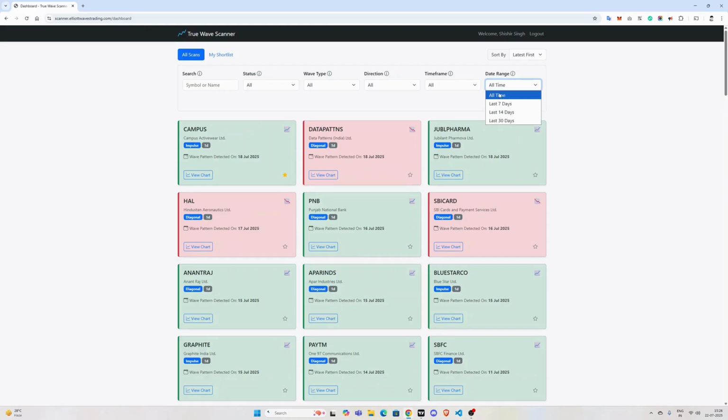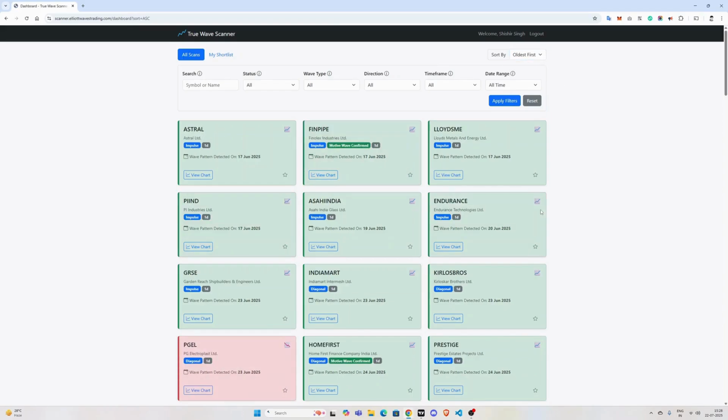So basically what this date range does is it tells you when exactly a signal was identified. Within last 7 days, within last 14 days, within last 30 days. So here you can see wave pattern detected on 18th July, so on Friday. And this is how you can filter. So you can combine them and filter them as per your requirements. And lastly, you have the sorting. So you can sort the result by latest or oldest.